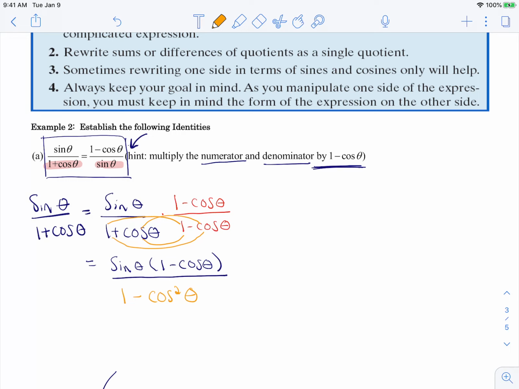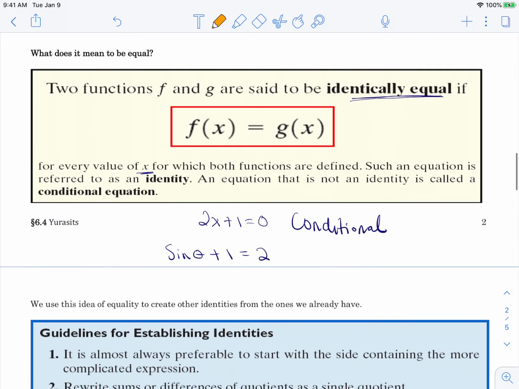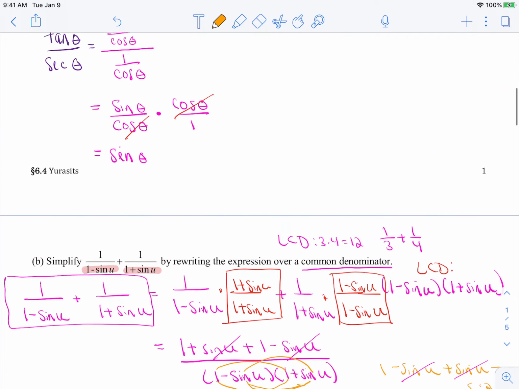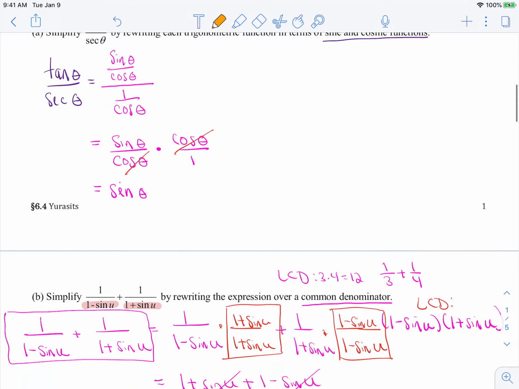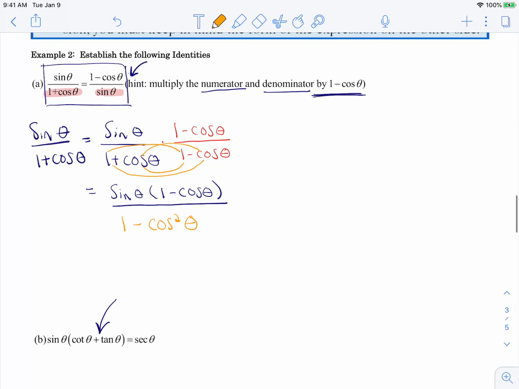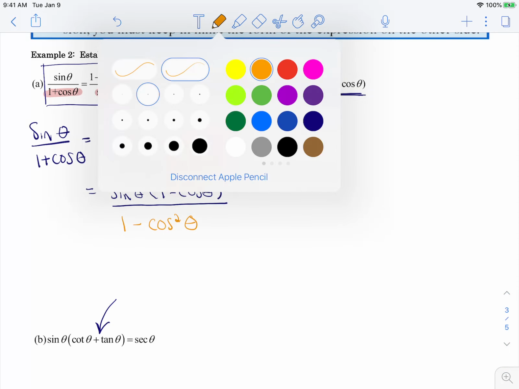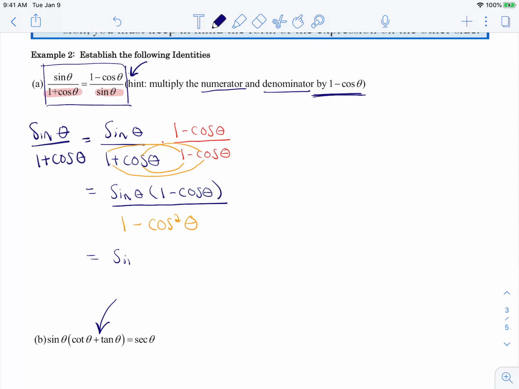Going back to our cheat sheet, which I probably should just have next to it instead of going up, because I feel like I might make you dizzy. Here we have 1 minus cosine squared theta equals sine squared theta. So I'm going to go back to my color I've been using and replace this with sine squared. All of these steps are valid because all of these things are equivalent.